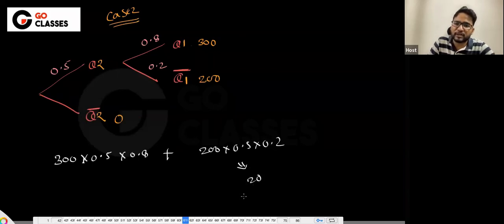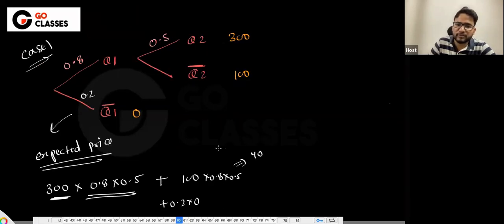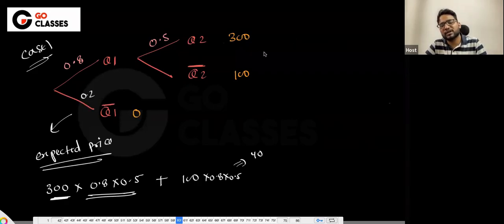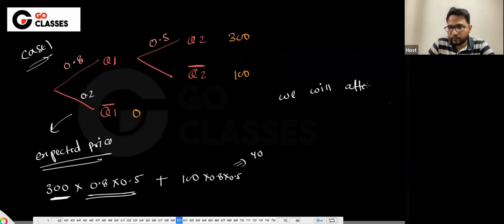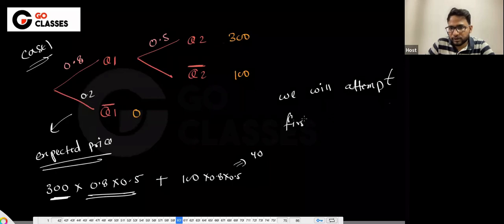In which case are we winning more price? The first term is the same, the second term is 20 here, and the second term is 40 here. In which case? The first one. So you will say that I will attempt the first case. I mean, it is more likely that the expected price in the first case is actually more. So we will attempt question 1 first.